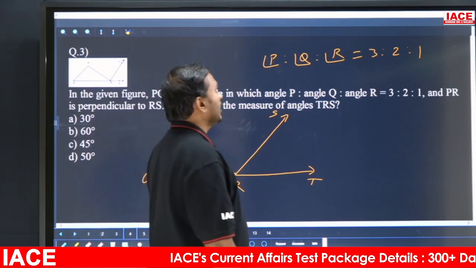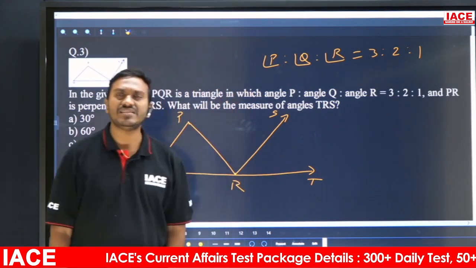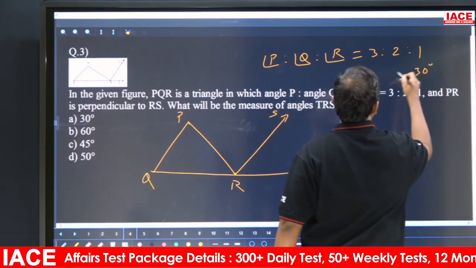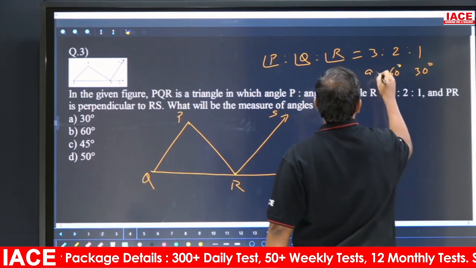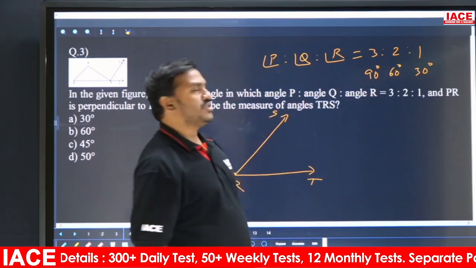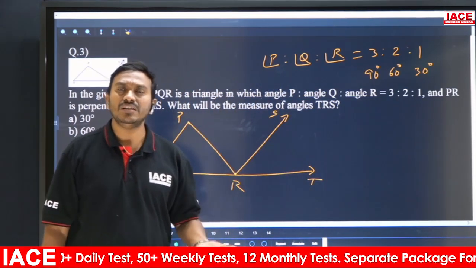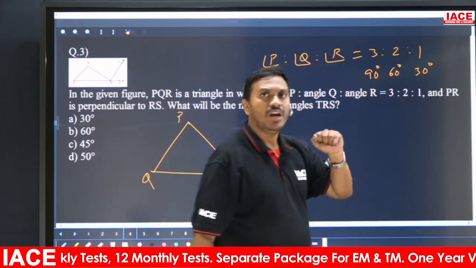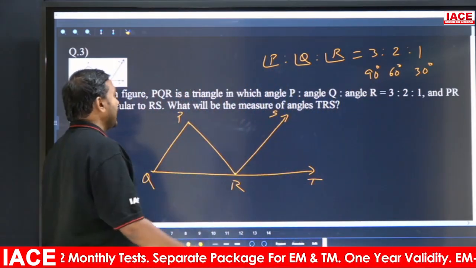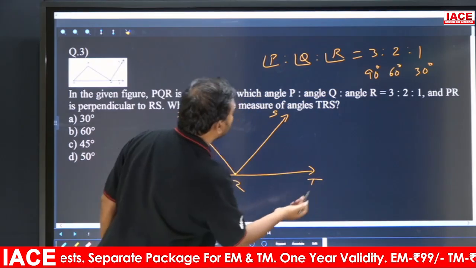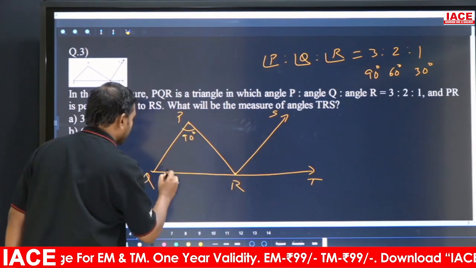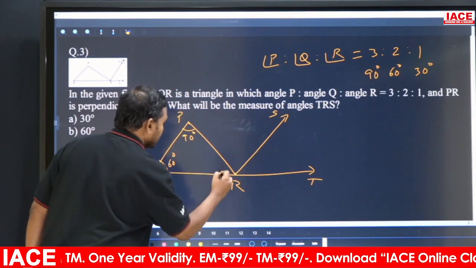So what are the angles? The sum of three angles is 180 degrees, means each angle is how much here? This is 30 degrees, 60 degrees, and 90 degrees, right? The angles are in the ratio of 30, 60, 90. Sum is 180 or not? 30 plus 60 is 90, 90 plus 90, 180 degrees, right? So angle P is how much? 90 degrees. Angle Q is how much? 60 degrees.